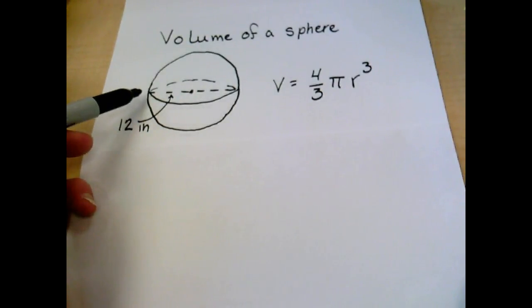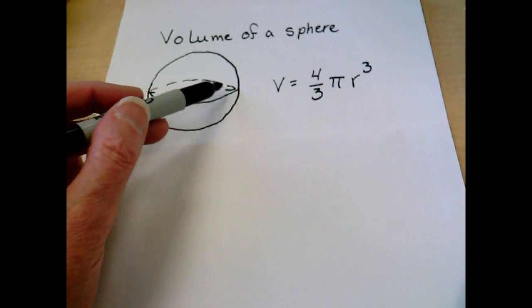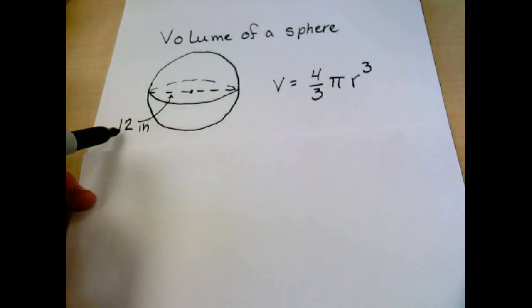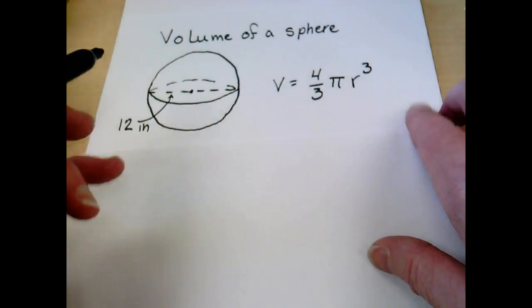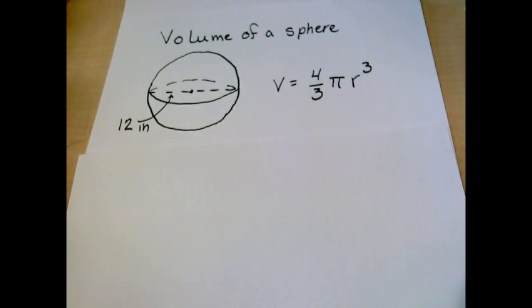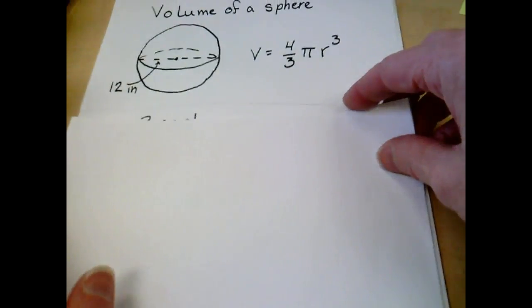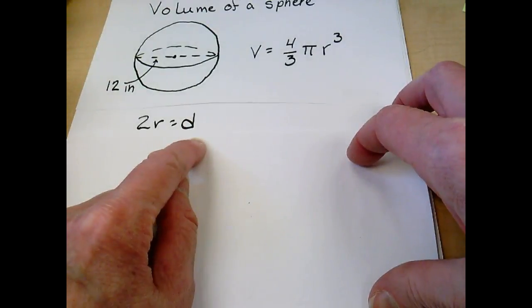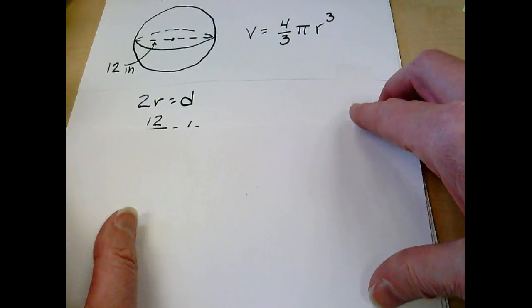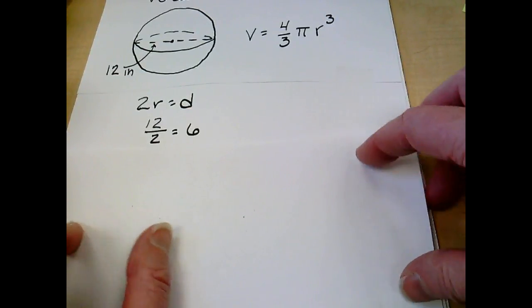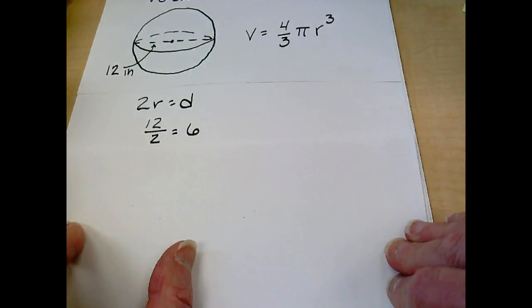If I have in my drawing a line all the way across and I'm using 12, that is my diameter, and I have to find my radius. So 2 times our radius is equal to our diameter. So if I take that diameter, divide by 2, I get the length of my radius. So my radius is 6.